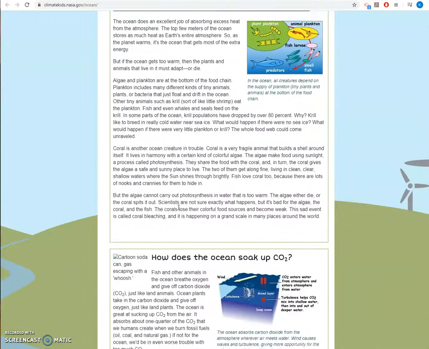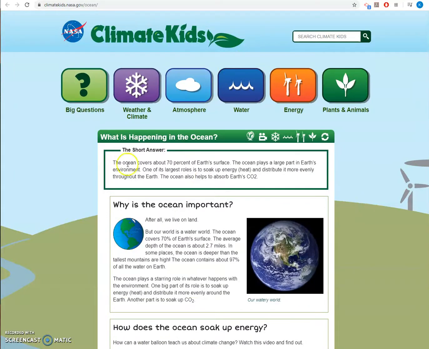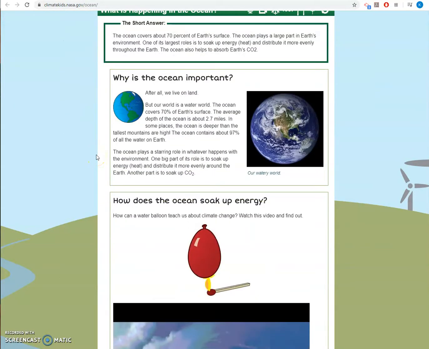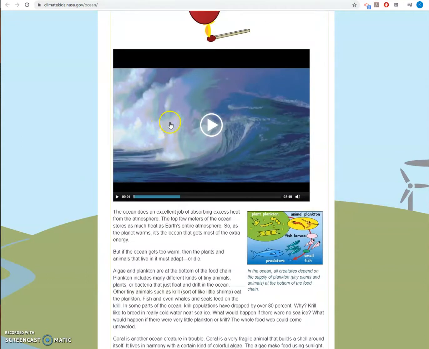But this site does a really good job of telling you the what. It doesn't tell you how we get this information. It just tells you what's going on and why that's important. So the ocean absorbs heat, it absorbs CO2, and if there's more heat energy and more CO2, then the ocean's going to absorb more of it, which is going to have effects on the things that live in the ocean and the things near the ocean, like you and me.